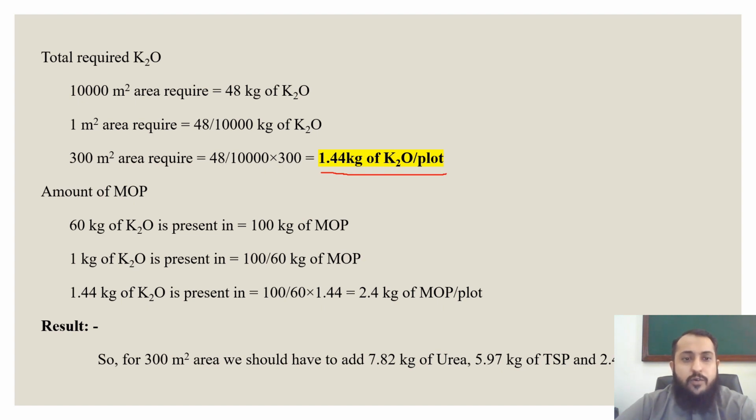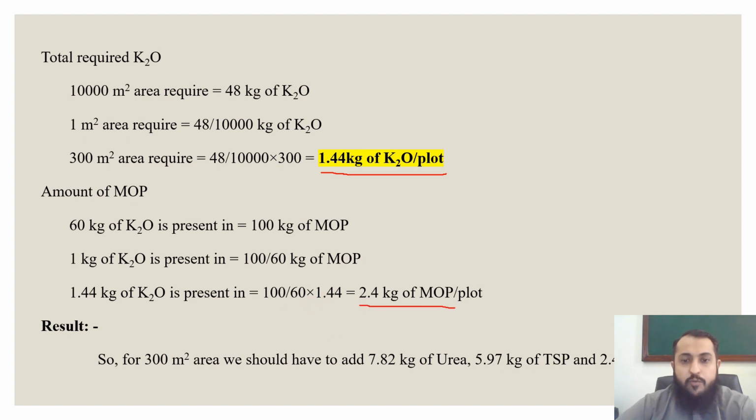To fulfill this required amount of K2O, we calculate the amount of muriate of potash as follows. 60 kg of K2O is present in 100 kg of MOP. 1 kg of K2O is present in 100 divided by 60 kg of MOP, and 1.44 kg of K2O is present in 100 divided by 60 multiplied by 1.44.